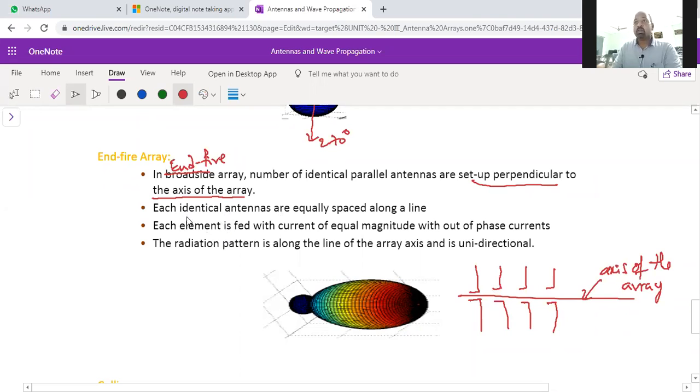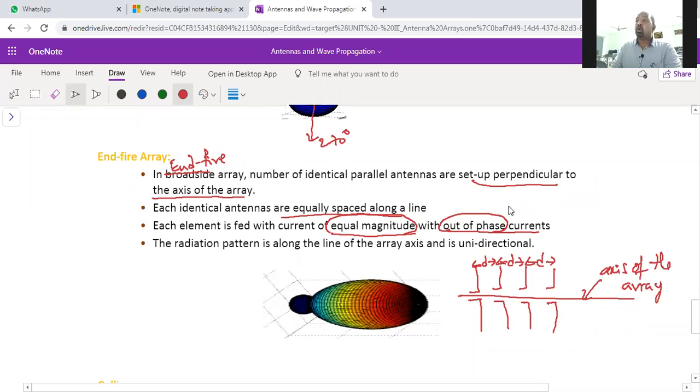Then what is the difference? Here each identical antenna is equally spaced. Spacing is also the same, so equal spacing between the elements. And here comes the difference: equal magnitude, out of phase currents. Equal magnitude in a broadside array also, equal amplitude, and here out of phase currents. In a broadside array they are in phase, whereas in an end-fire array they are out of phase.